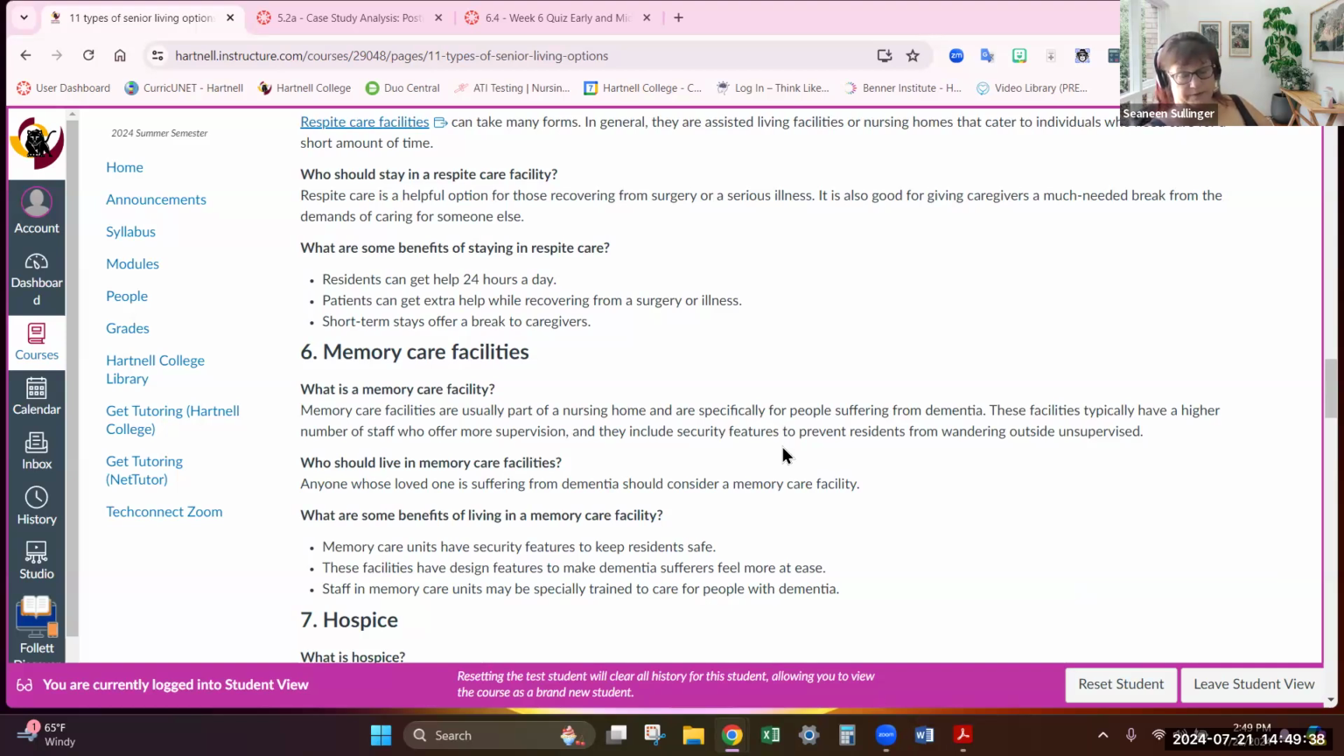They should all be safe. All the facilities should be safe, but there are special safety precautions. They're generally locked units, so the person can't get out of the unit and hurt themselves. Also, the staff generally has specialized training in how to help care for people with dementia and how to de-escalate situations when they get out of hand.